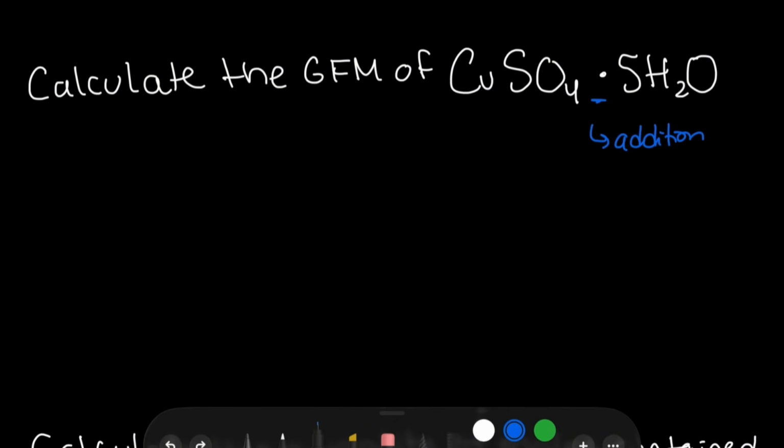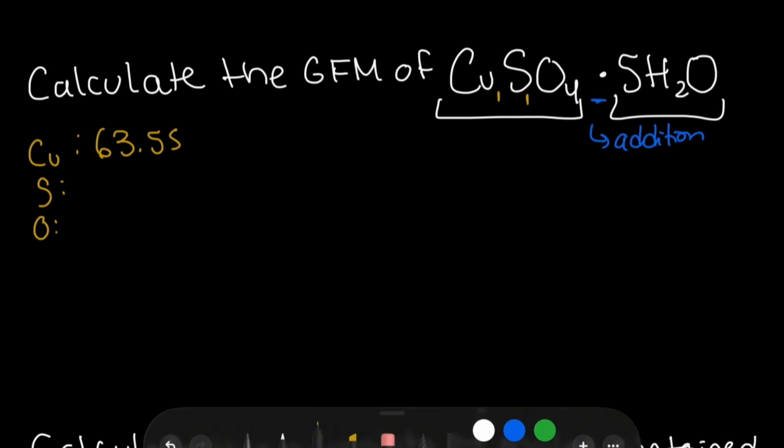So first we have to calculate the GFM of this here and this here. Let's start off with CuSO4. We have one copper atom, one sulfur atom, and four oxygen atoms. So we can write this down: we have Cu, we have S, and we have O. When we look at our reference table, we can see that the average atomic mass of copper is 63.55. Since we only have one, we can just do times 1, but it's really the same thing. So it's still going to be 63.55.